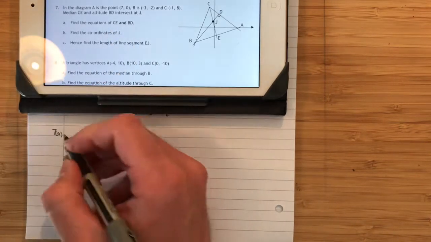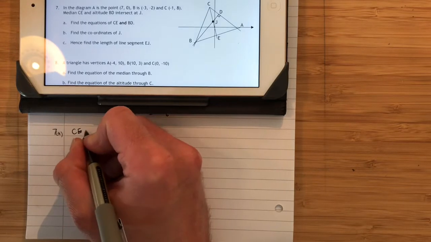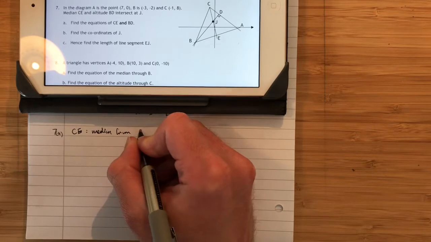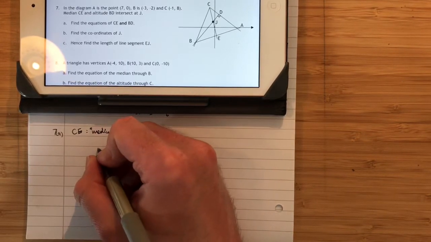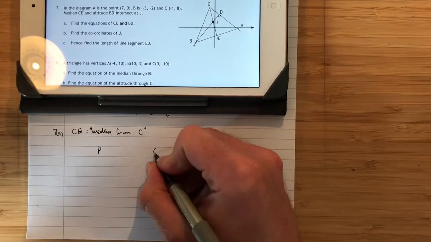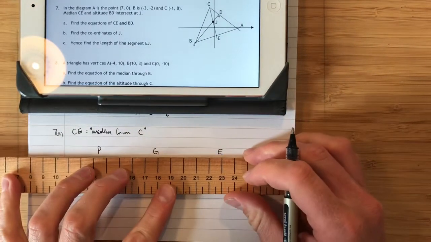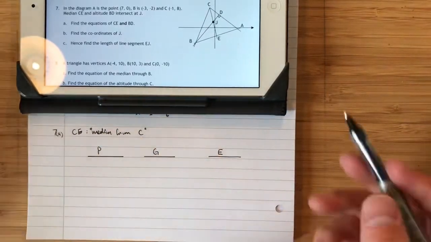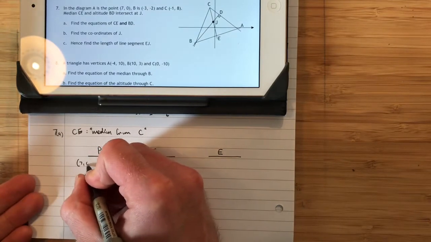Right, so CE, this is all in part A, by the way. CE is really just the median from C. Okay, so we'll do point gradient and equation, as expected. The median goes to the midpoint of the opposite side. So I'm going to do the midpoint between A and B.